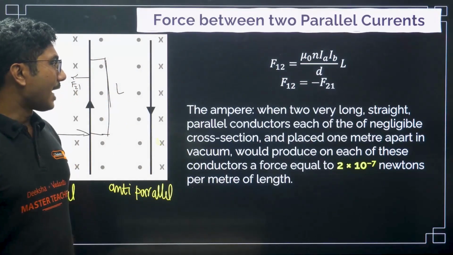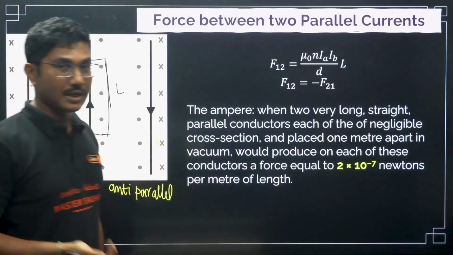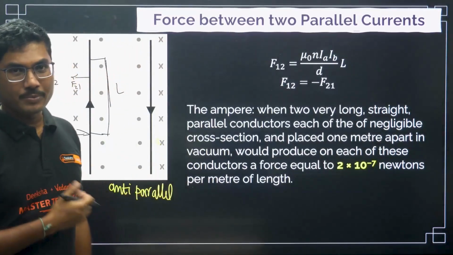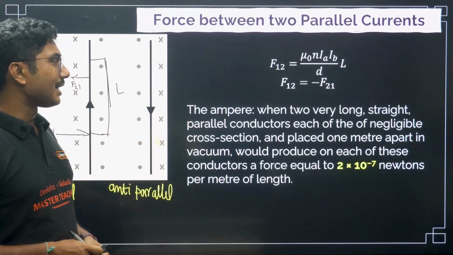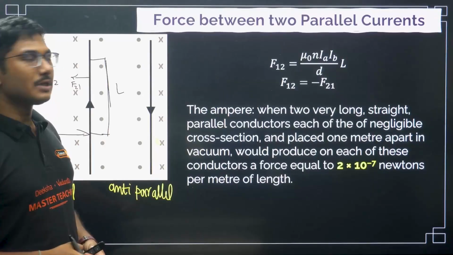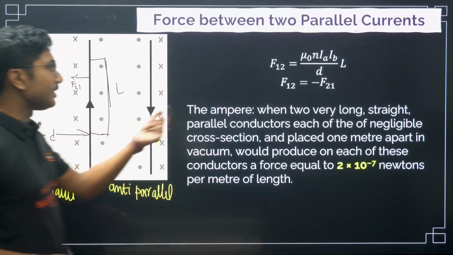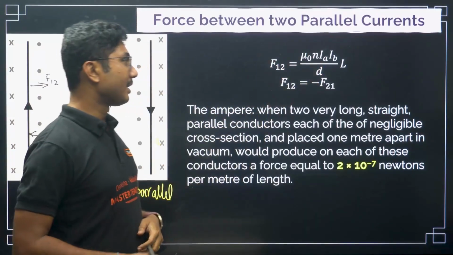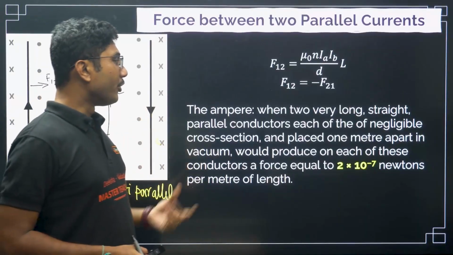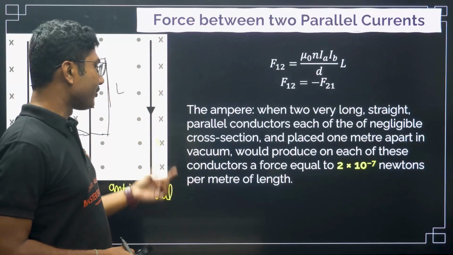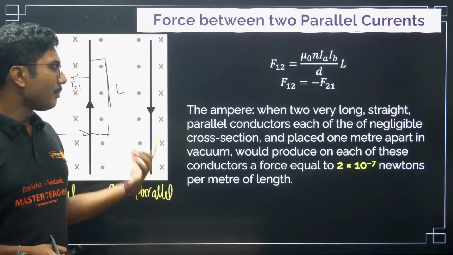Now an important part from this derivation is that it lets you define the ampere. The ampere is the current which, when two very long straight parallel conductors, each of negligible cross section, are placed 1 meter apart, so if you keep this distance d equal to 1 meter, would produce on each of these conductors a force equal to 2 into 10 to the power of minus 7 newtons per meter of length.